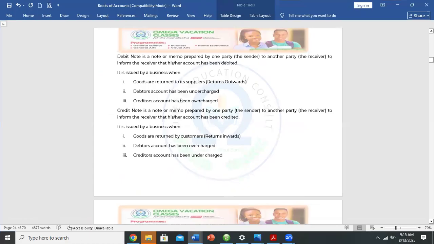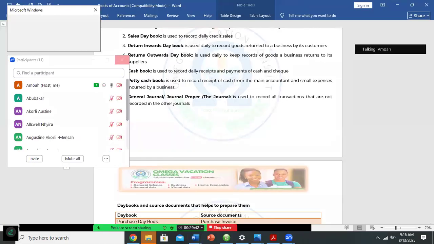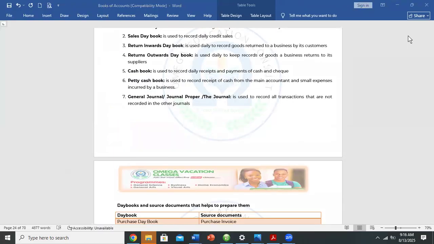So the sales day book is used to record credit sales, the purchase day book is used to record credit purchases. Okay. And the return inwards and return outwards, I think obviously you know what they are used for. Return inwards is for goods returned by customers. Return outwards is goods returned to suppliers. And then the cash book. The cash book records all transactions that have cash or check.